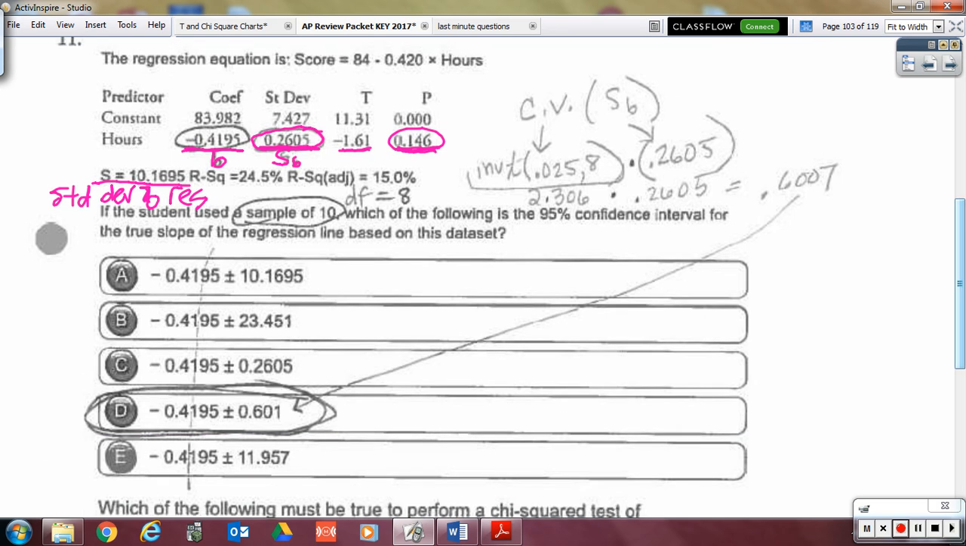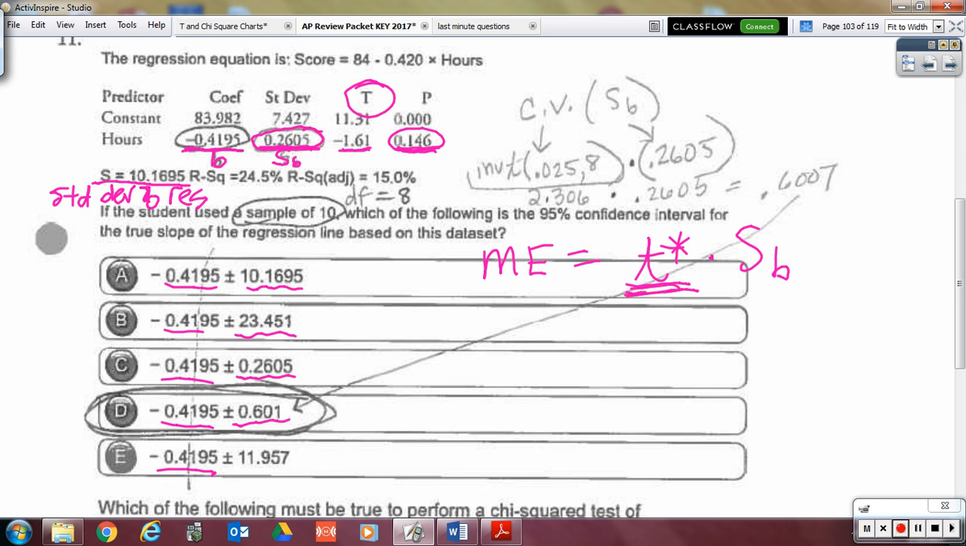Okay, so from this, we want to know the confidence interval. Well, look at all my answer choices. They all give this correct sample slope, so that's not helpful. The thing that is different amongst all of these answer choices is the part behind the plus minus. And the part behind the plus minus is the margin of error. So I know that my margin of error is the critical value times the standard deviation of the slope. This t-star is not the same thing as that t.